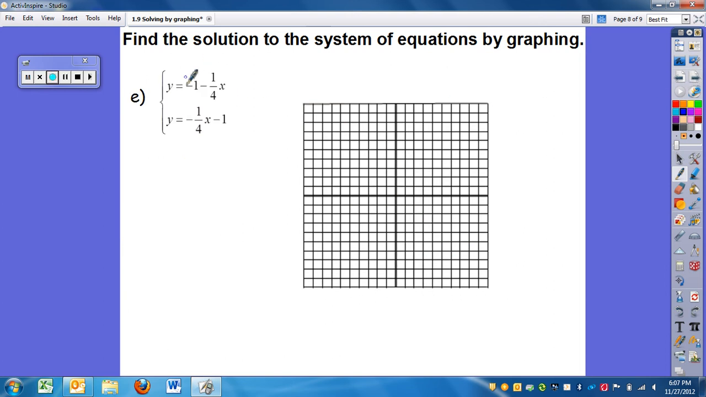Alright, so on this one, if I'm going to graph the first one, I'm at -1. My slope is -1/4, so I'm going to go down 1 over 4, up 1 over 4. Then I'm going to graph my second line. Well, this line also starts at -1. And notice it has the same slope, -1/4. It's just that the equation's rearranged.